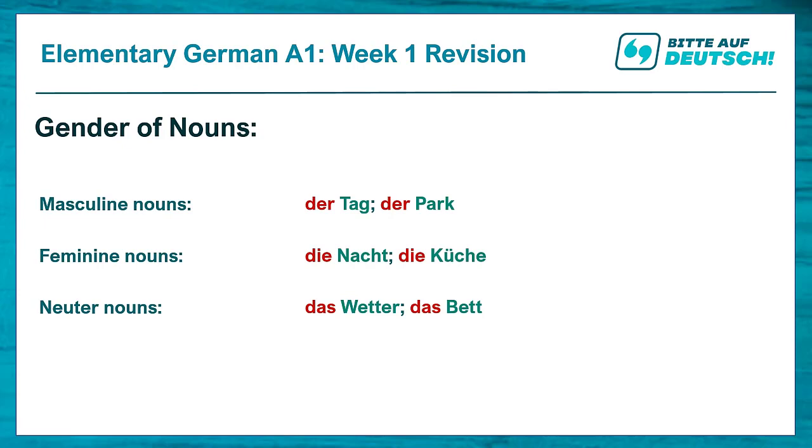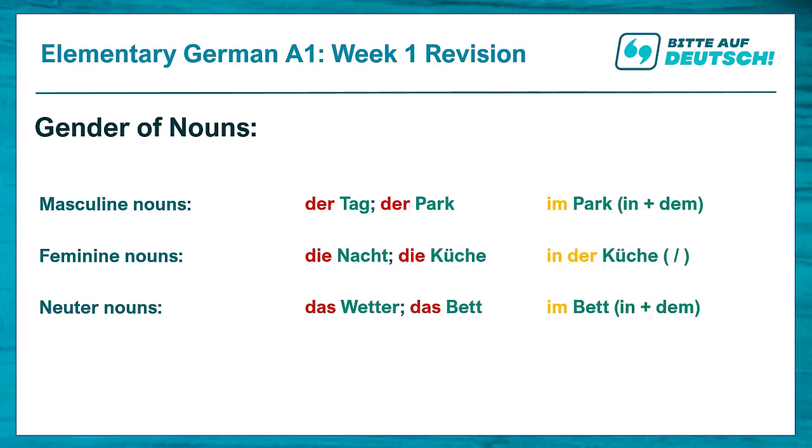For masculine nouns, we will be using the article der. Some example nouns that we have studied already are der Tag or der Park, both of which are masculine nouns. For feminine nouns, we will use the definite article die, as in die Nacht or die Küche. Neuter nouns, however, use the definite article das, as we have studied, for example, in das Wetter or das Bett.